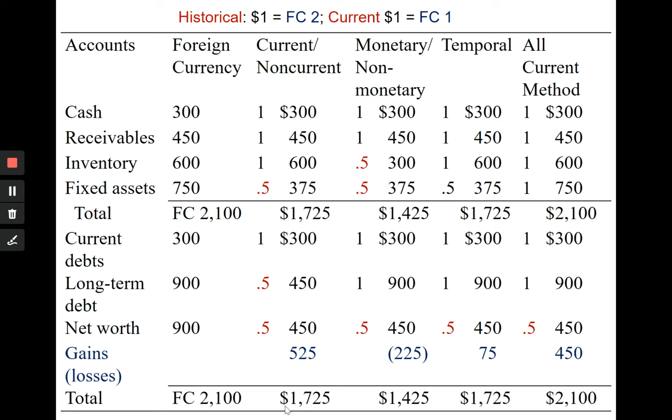Of course, the top of this table is also given to us. The problem says that the historical rate was a dollar equal 2 FCs. And the current rate, the exchange rate for this year, is parity. A dollar equals 1 foreign currency. Given these rates, we want to translate the accounting statement, which is a balance sheet of the foreign subsidiary, into our home currency, assuming that we are a dollar-based multinational.